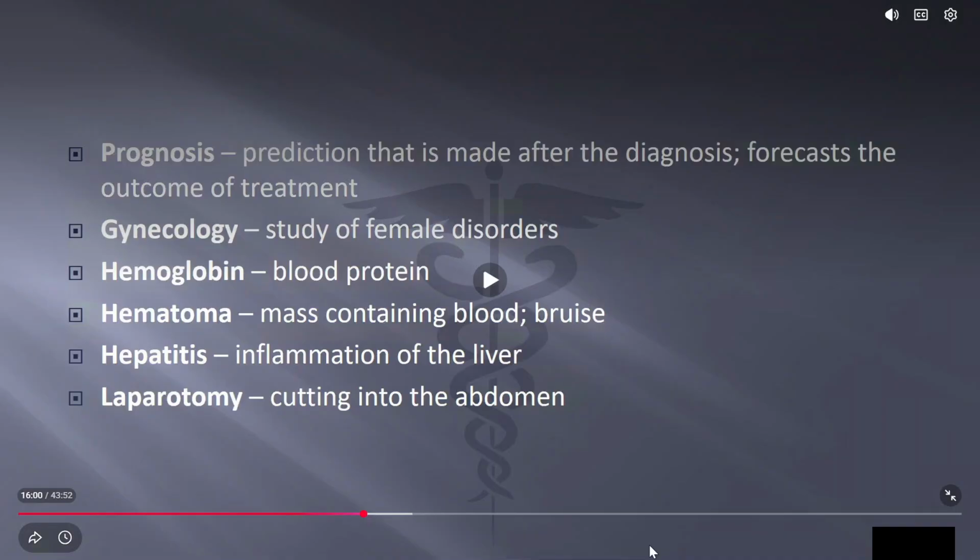Our next combining form, we have hepato, and this means liver. Our medical term, hepatitis. This is the inflammation of the liver. This condition is often caused by different types of viruses: hepatitis A virus, hepatitis B virus, or the hepatitis C virus.